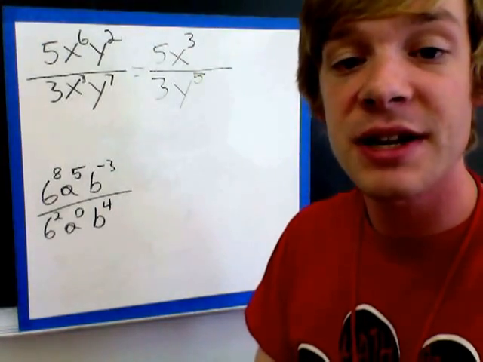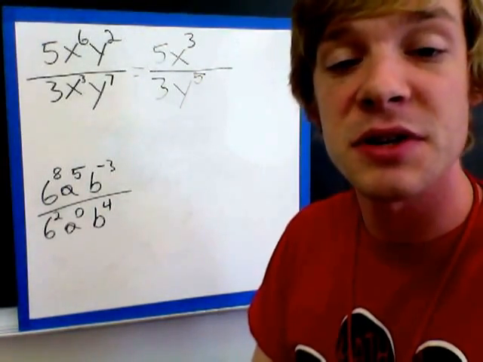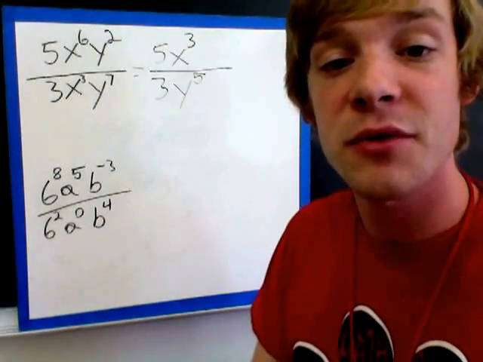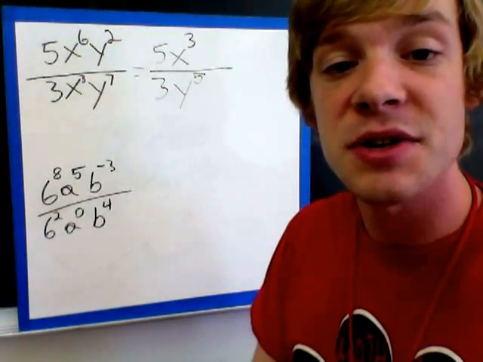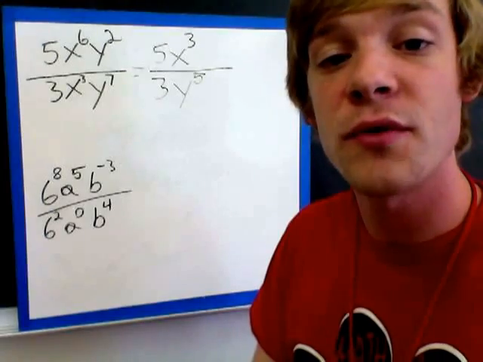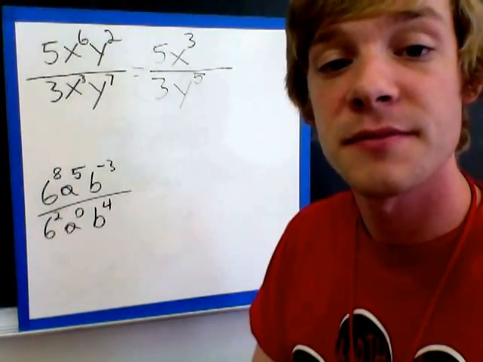So this is my final answer. We don't have to do any other simplification because there are no numbers that divide both 5 and 3. So my final answer is 5x to the 3rd over 3y to the 5th.